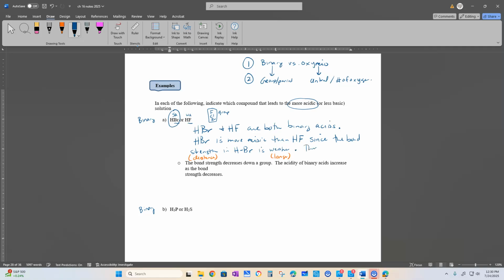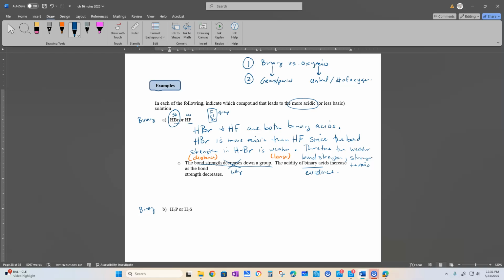So therefore, the weaker the bond strength, the stronger the acid. You don't ever want to mention trends. Don't say the bond strength decreases down a group. Don't mention trends. That's just how you figure out the answer. This is your evidence. This is why it does it, but that's your evidence that you need.